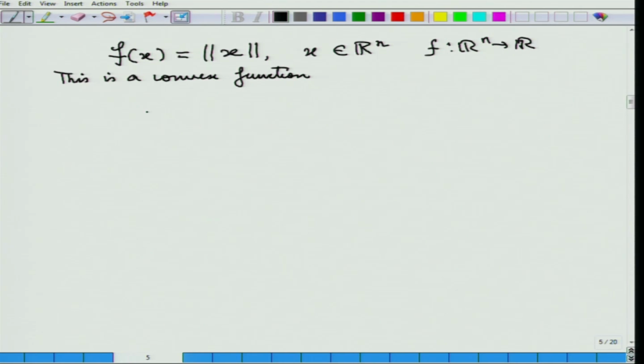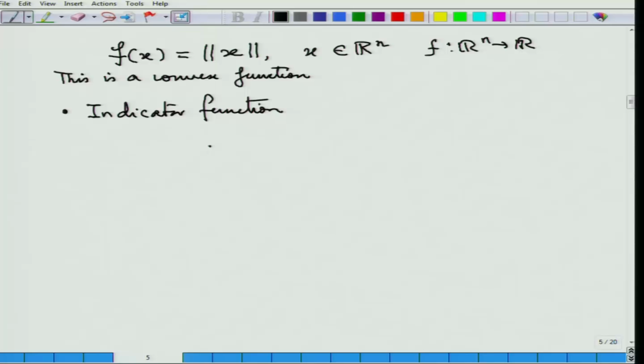Another important class of convex functions which is very useful when we do optimality conditions is the indicator function. Please be careful to note that this is not the characteristic function of a set, which takes the value 1 if the element x is in the set and the value 0 if the element x is not in the set. Here it is like a penalty function which tells you that if x is in the set, I do not charge you any penalty, but if x is not in the set, I penalize you heavily by telling you that your value becomes infinity. This is 0 if x is in C, of course C is a convex set, and this is plus infinity if x is not in C.